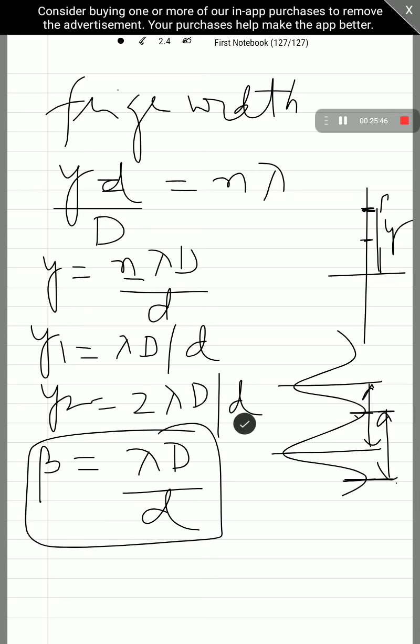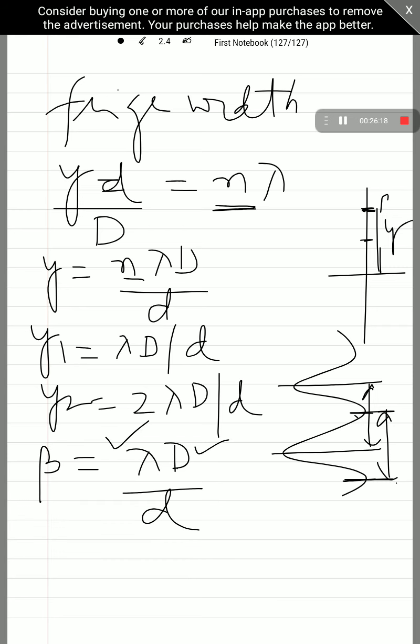You can do this exercise for (2n minus 1) by 2 lambda. This is for the minima. So it can be seen that on the screen the fringe width is directly proportional to wavelength. Higher is the wavelength, for example for the red color, you will get a maximum fringe width. The larger the distance between the source and the screen, the wider the fringe width, and the smaller the separation between the two pinholes, you will get broad fringe width.